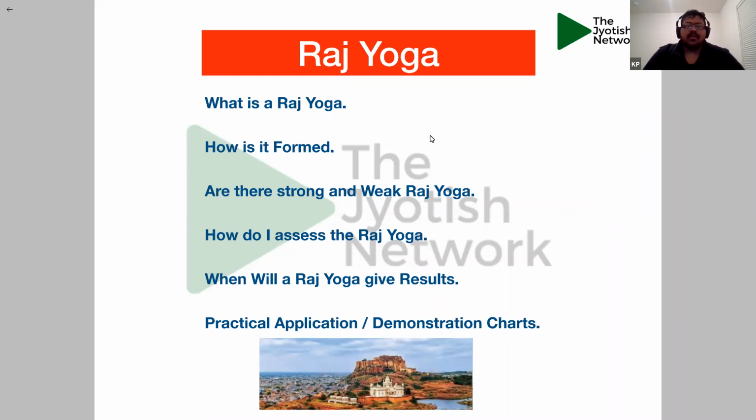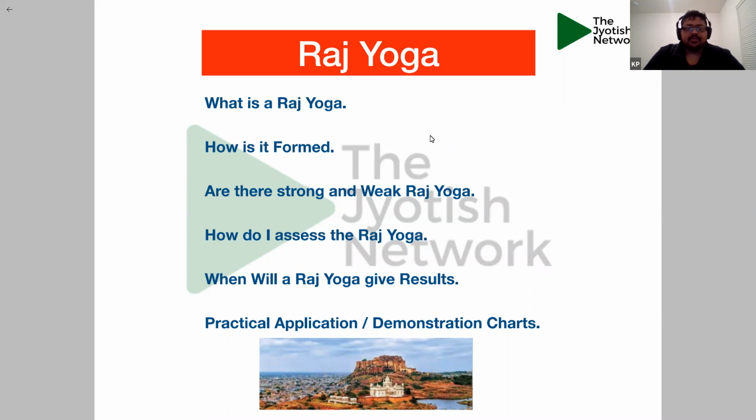Just to give you a basic definition: for the signs owned by Venus, which are Taurus and Libra, Saturn is the yoga karaka. For the signs owned by Saturn, which are Capricorn and Aquarius, Venus becomes the yoga karaka. And for the luminary-owned signs, Cancer as well as Leo, Mars becomes the yoga karaka. But that doesn't necessarily mean that if you have a Cancer Lagna or a Leo Lagna, Mars is going to give you Raj Yoga results, irrespective of how it's placed. There is a lot deeper analysis that needs to be done.